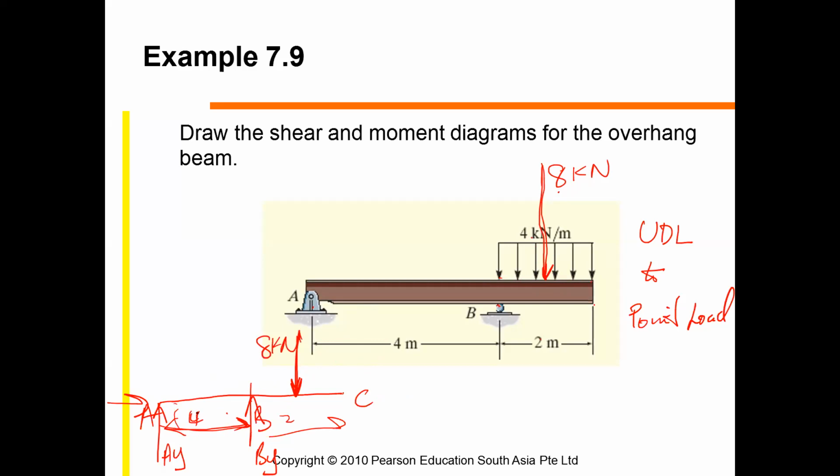So this is 4. This is 2 along here. I can find AY and BY because I know the sum of FY is equal to 0. So AY plus BY minus 8 is equal to 0. Is that not true? Yes. And if I choose to take moment, let's say at A or at B, I'm going to use A. So moment at A equals 0. It doesn't matter, you know.